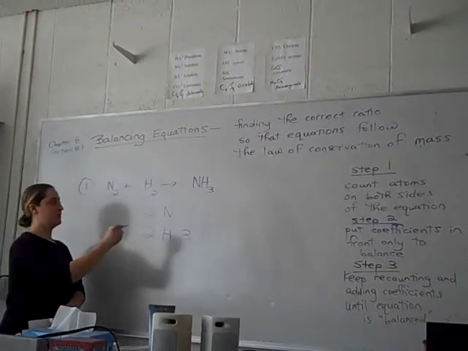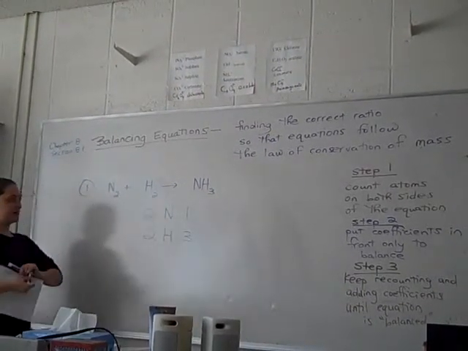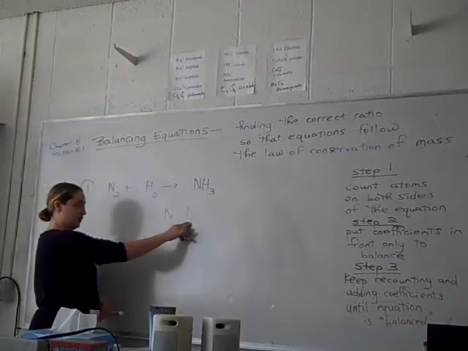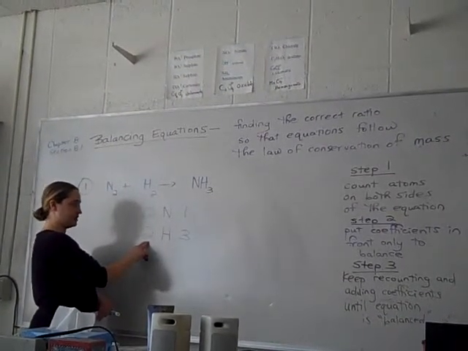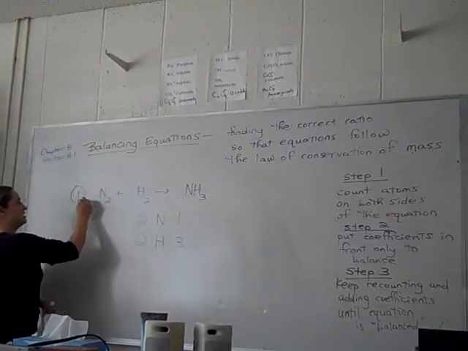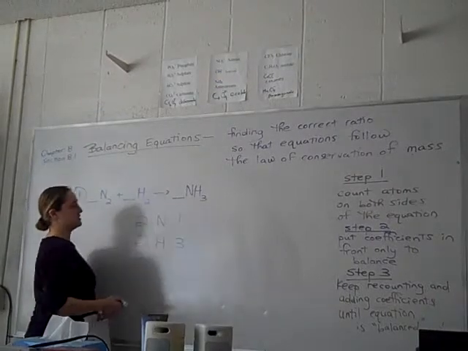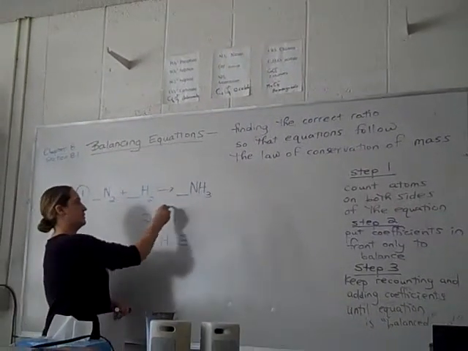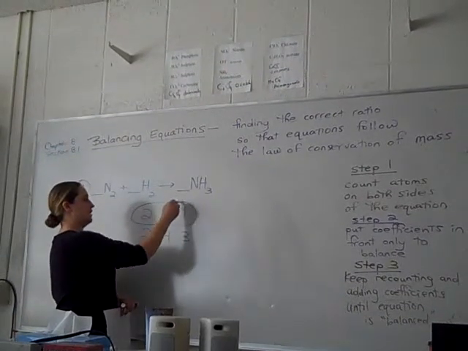1. Okay. Now, the point of the law of conservation of mass is that we have 2 nitrogens before the reaction and only 1 after, 2 hydrogens before the reaction and 3 after. We can't have any matter created or destroyed, so that's why we need to balance the equation and find the correct ratio. So, this is not balanced right now.